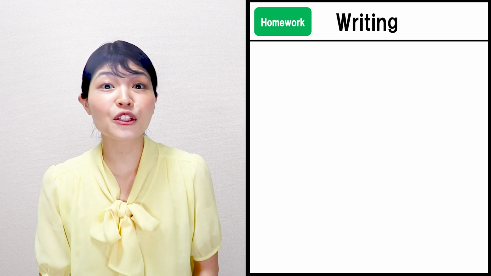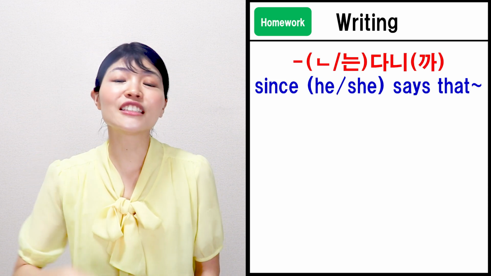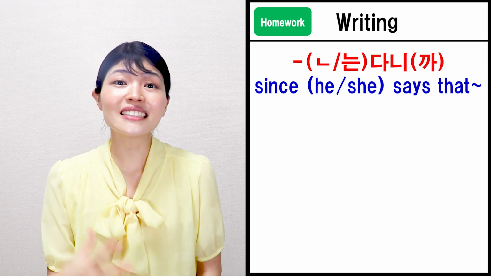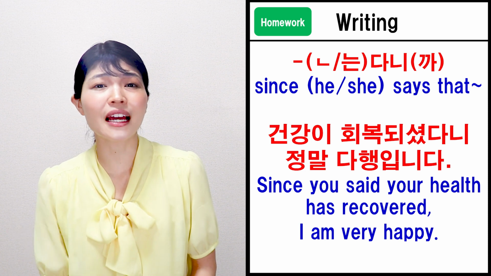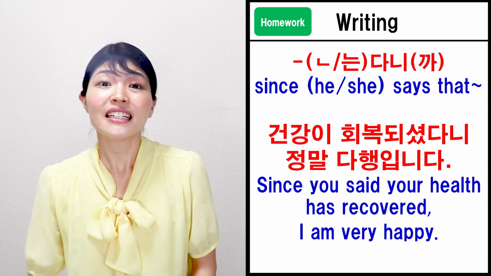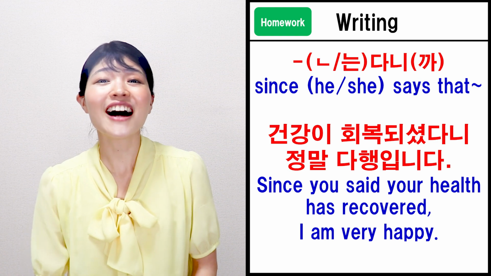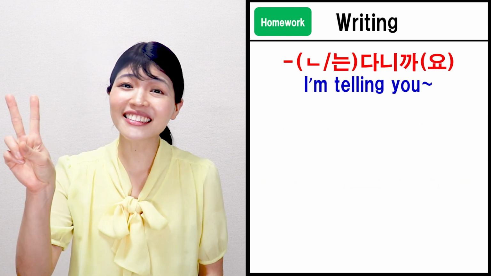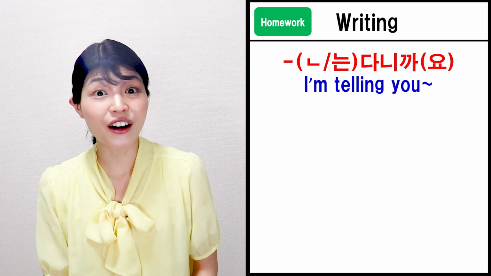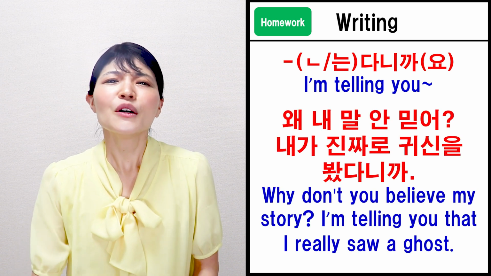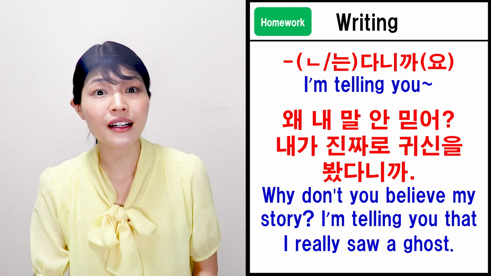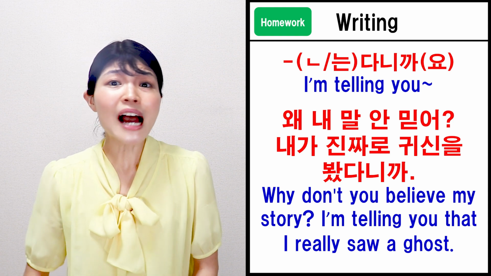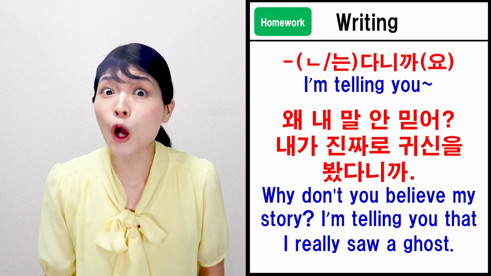Now, I will give you 2 assignments. First, please write the grammar you learned today. For the first sentence, you use 니은 는다니까 since he or she says that. For example, 건강이 회복되셨다니 정말 다행입니다. Since you said your health has recovered, I am very happy. For the second sentence, you use 니은 는다니까요. I'm telling you. For example, 왜 내 말 안 믿어? 내가 진짜로 귀신을 봤다니까. Why don't you believe my story? I'm telling you that I really saw a ghost.